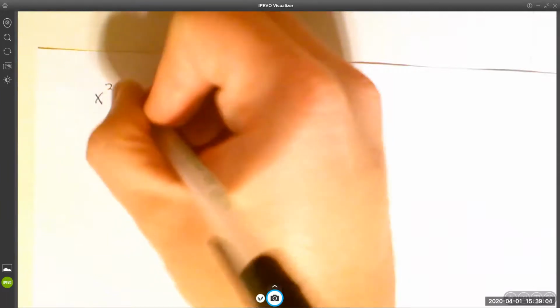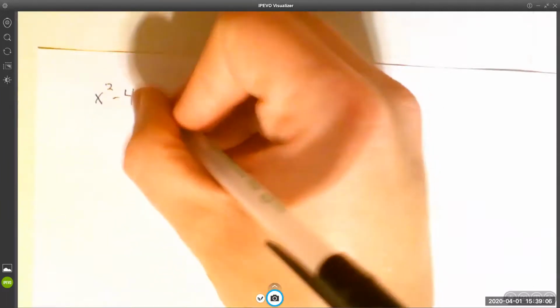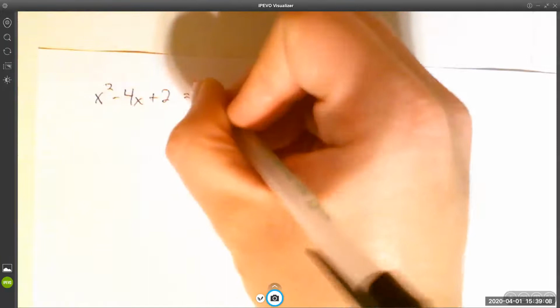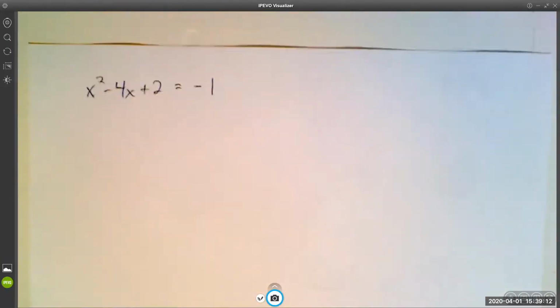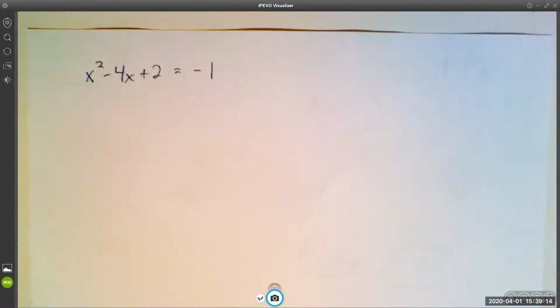So we're going to start off kind of similar, x squared minus 4x, but then we're going to say plus 2 equals negative 1. Okay, let's see if we can solve this one. I'll show you how this one goes. I'm not even going to ask you to pause the video. I'll give you another example here in a second that you can try out on your own.